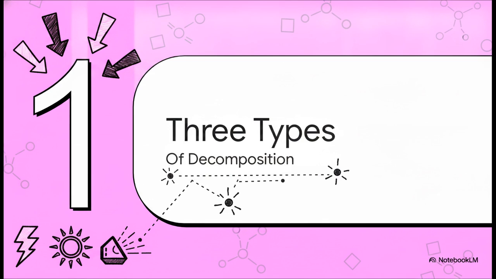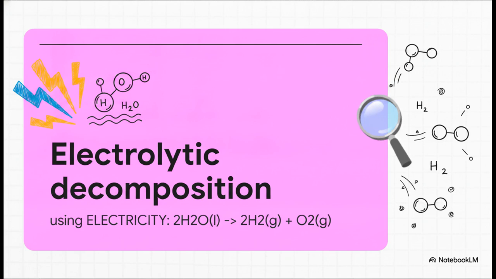And that brings us to our categorical rule of 3. There are basically 3 primary energy sources, or triggers, that we use to force these reactions to happen. Okay, let's dive into this first trigger.